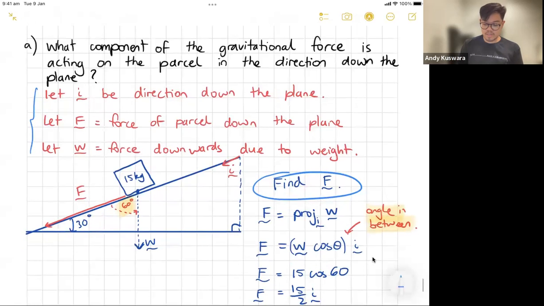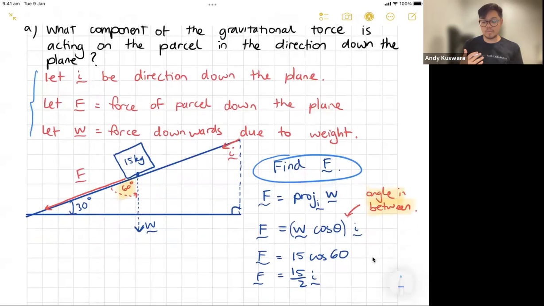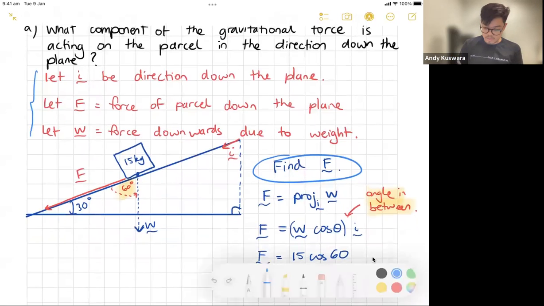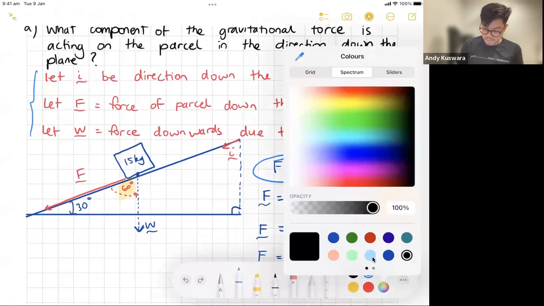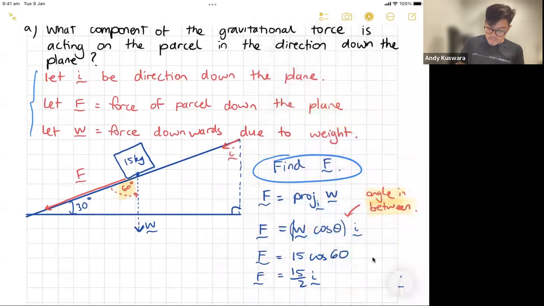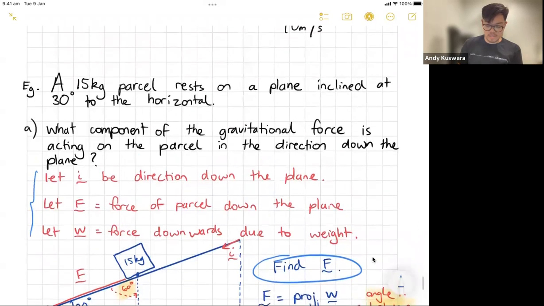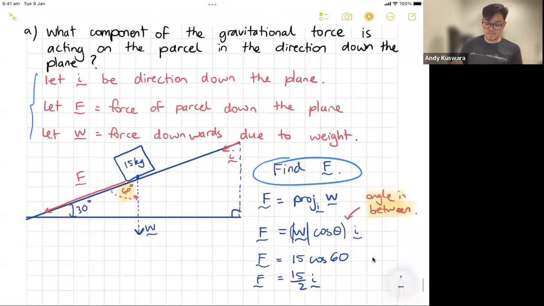Okay. So here's your projection formula. If I'm projecting W onto I, it's going to be, I should have written it here, and I'm glad I caught it, the magnitude of W times cos theta, which is the angle in between, in terms of I. Now here, I know my weight. I said here it is a 15 kilogram parcel. So there's my 15, and then my angle.